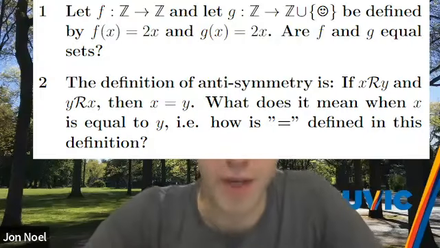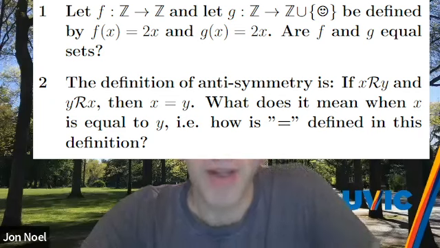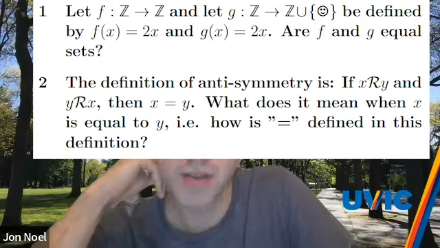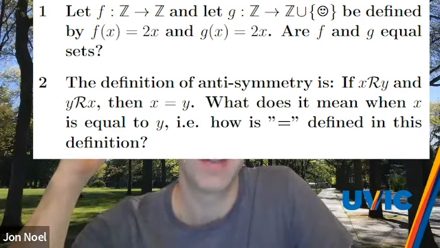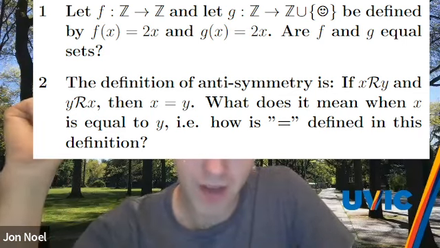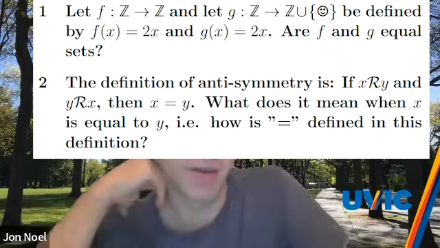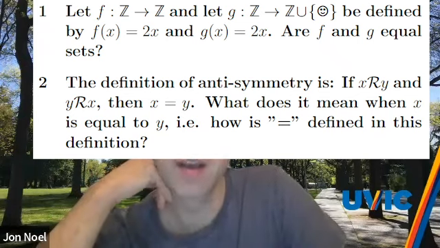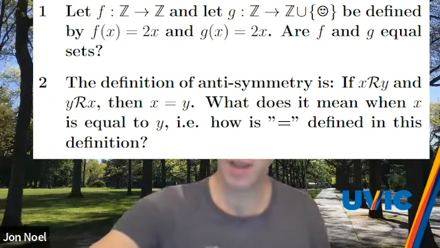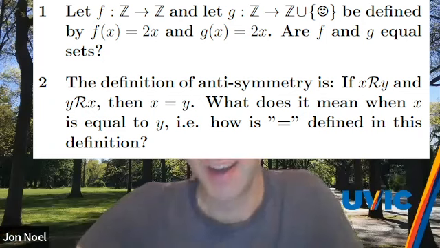Yeah, here's another couple of questions that I received by email. One of them is kind of an interesting question. So you've got f is a function from the integers to the integers, and g is a function from the integers to the integers union the symbol smiley face. And they're defined in the following way. f of x is 2x and g of x is equal to 2x for all integers x. And the question is, are f and g equal sets? The important thing here is this word sets, okay?